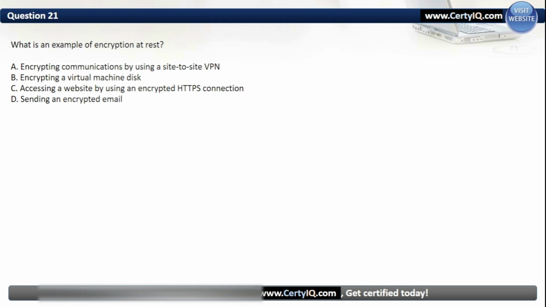Question 21. What is an example of encryption at rest? Our options are A. Encrypting communications by using a site-to-site VPN. B. Encrypting a virtual machine disk. C. Accessing a website by using an encrypted HTTPS connection. Or D. Sending an encrypted email. The correct option here is B. Encrypting a virtual machine disk.